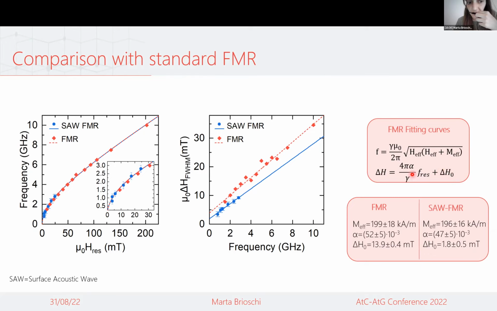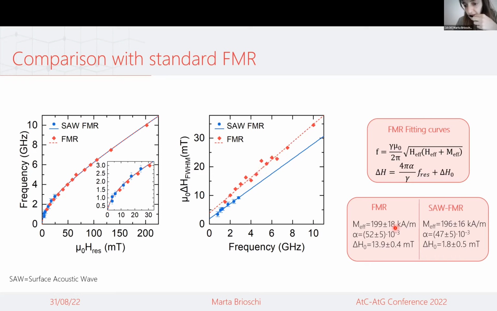So here you can see the frequency at resonance as a function of the magnetic field at resonance. And by fitting the two data sets with the Kittel formula, we were able to extract the effective magnetization. While here you see the magnetic field line width of the peak as a function of the frequency at resonance, and you get some linear dispersion. And from the fit, you can extract the Gilbert damping and the inhomogeneous broadening term, respectively, from the slope of your fit and the intercept.